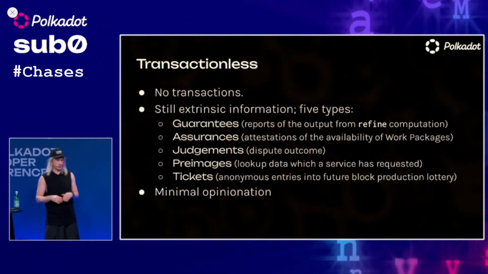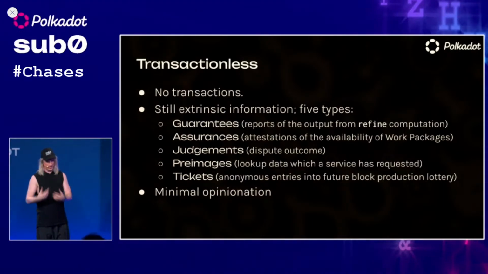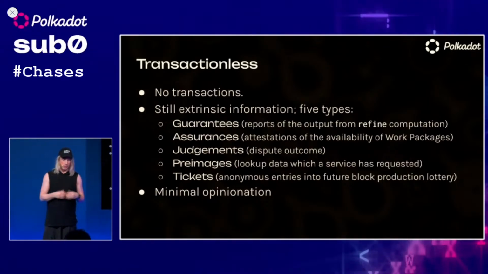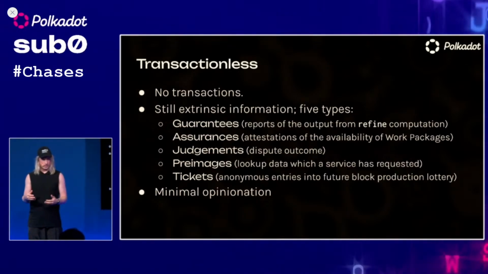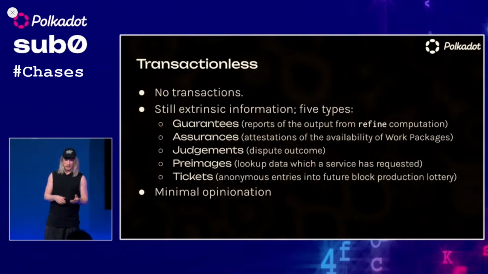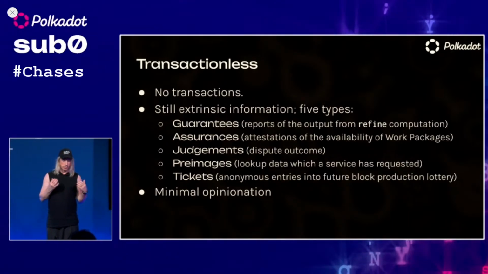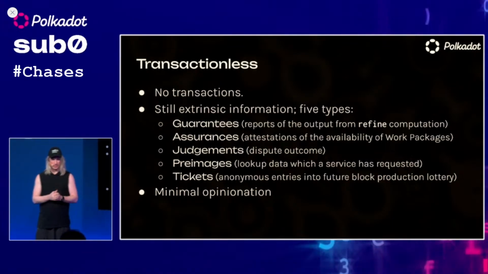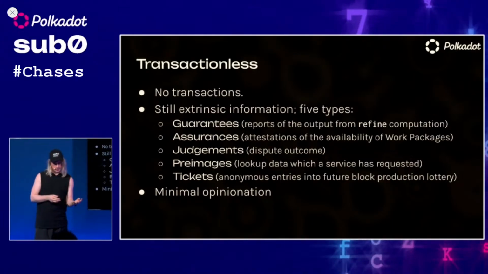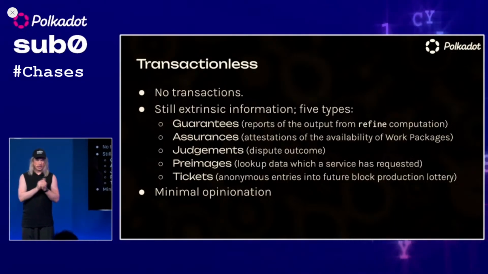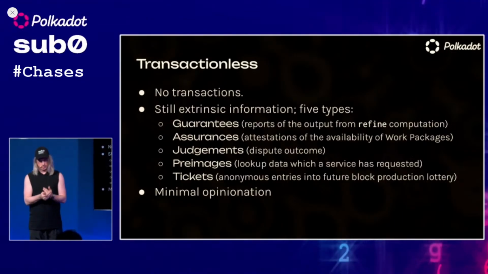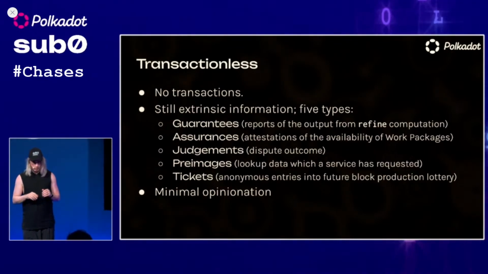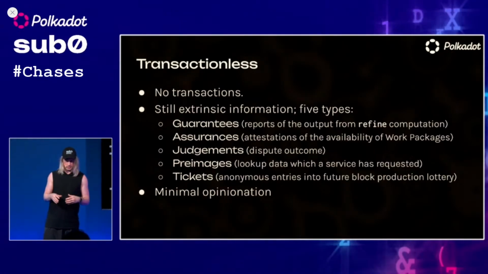So if there are no transactions, how does anything make its way from the external world in? Well, there's still extrinsic information, but these are not of an arbitrary format, they are of a specific format. In most cases, there can only be one thing that the block author can put in its place. Now, there are 5 kinds of extrinsic in JAM: guarantees, assurances, judgments, pre-images, and tickets. Okay? I won't go too deeply into what each of these things mean at this stage.